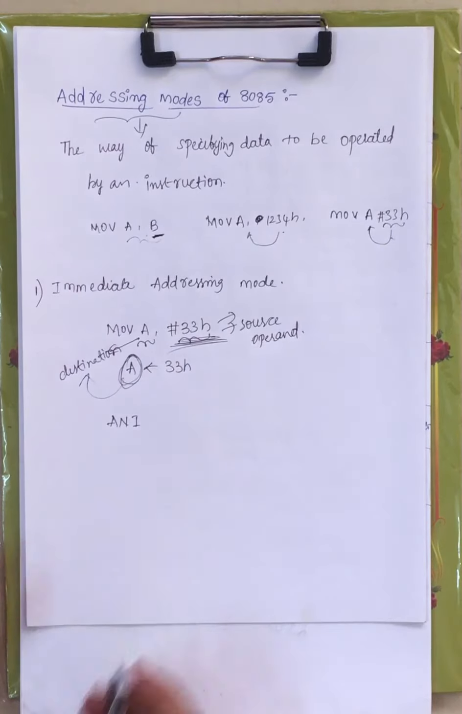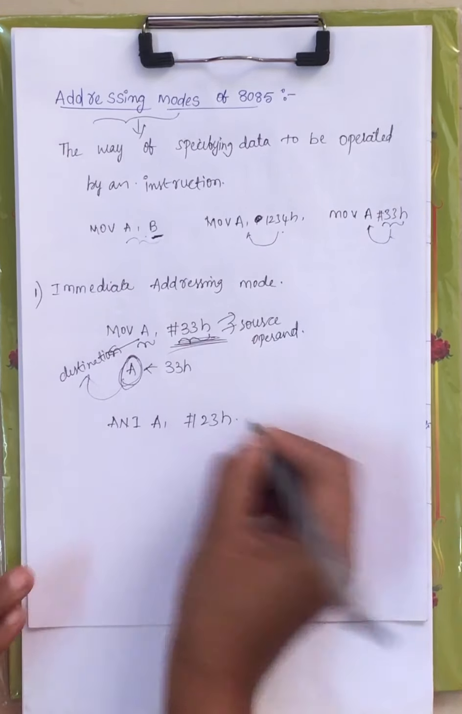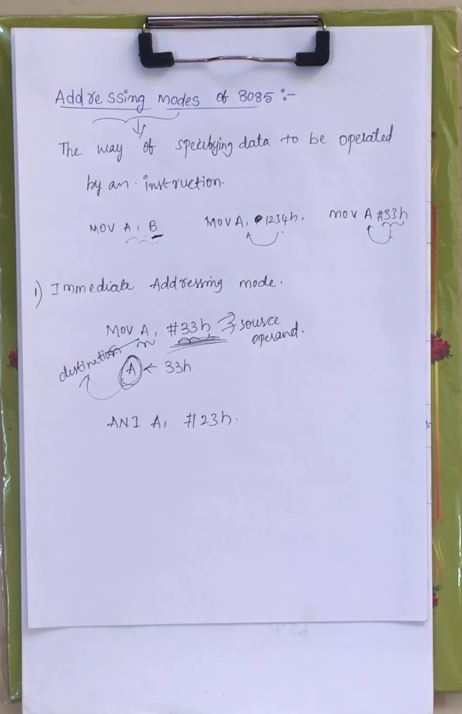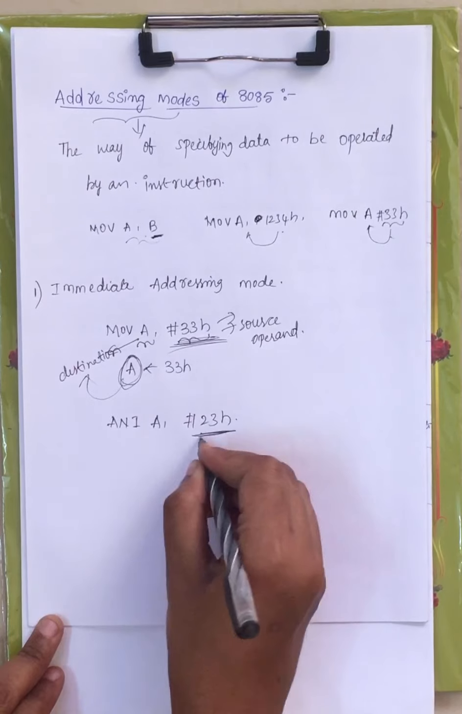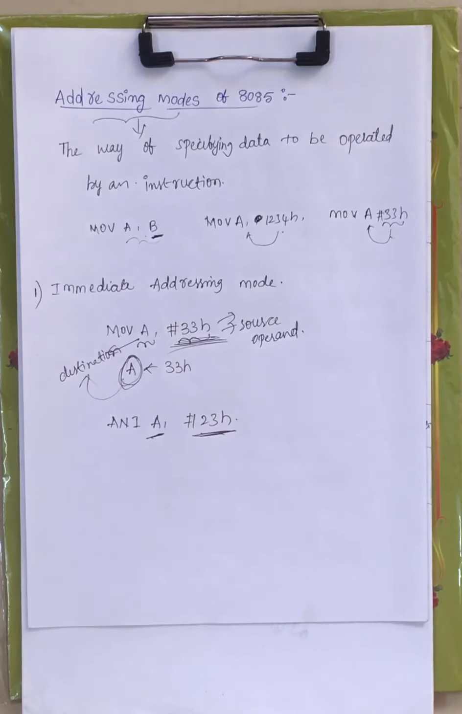Now I can give another example. ANI A, #23H, right? Now what is this instruction? It performs an AND operation between the immediate data specified within the instruction and the data of the accumulator register, and the result is stored in the accumulator register, right?